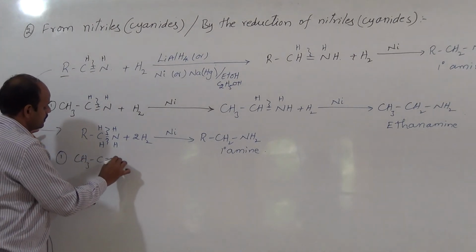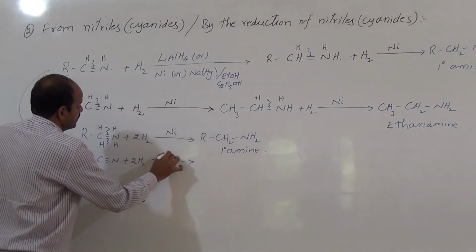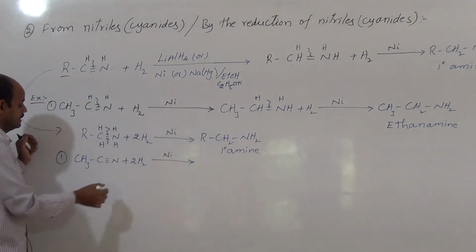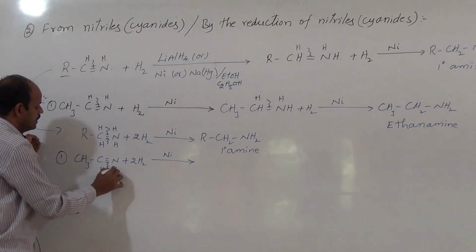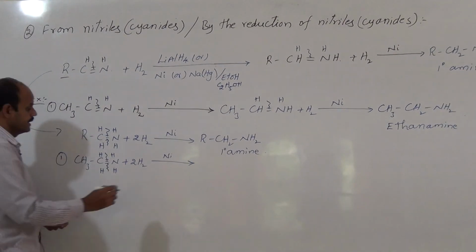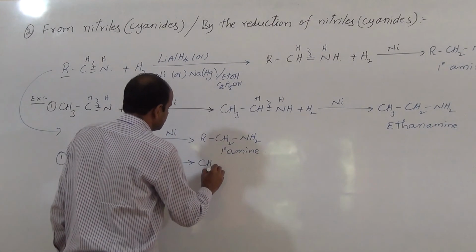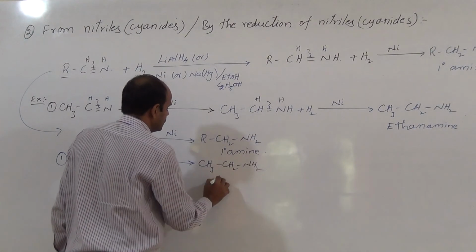Similarly, this also can be written directly. CH3 C triple bond N undergoes reduction in the presence of any reducing catalyst. Then this side the bond will break down. Hydrogens are added in the same pattern like this. Thus we get CH3CH2NH2. This is only ethanamine.